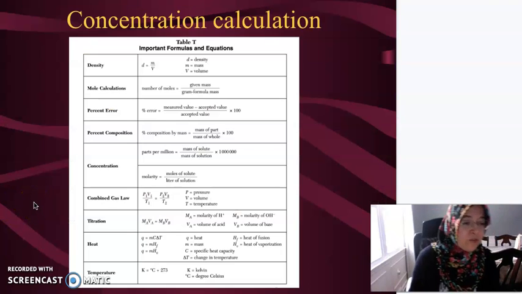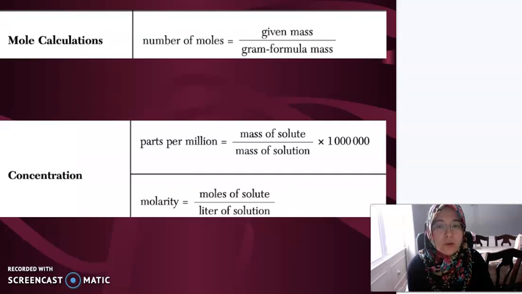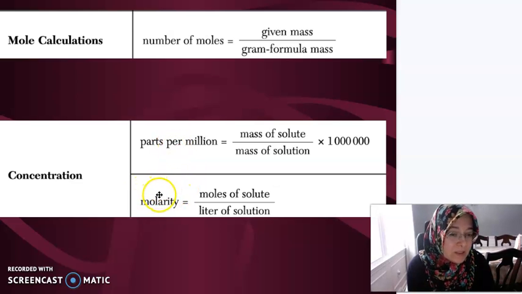In our reference table, we have formulas and equations. What we are going to focus on is the concentration part. When they ask the question, they will ask part per million or molarity calculations. And all formulas are right here. Now let's focus on these formulas. If they are asking molarity, what is the molarity of this solution? They may ask like this.